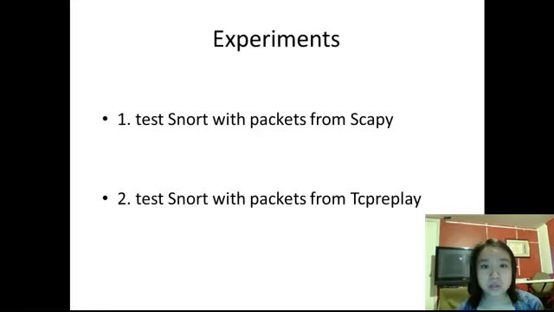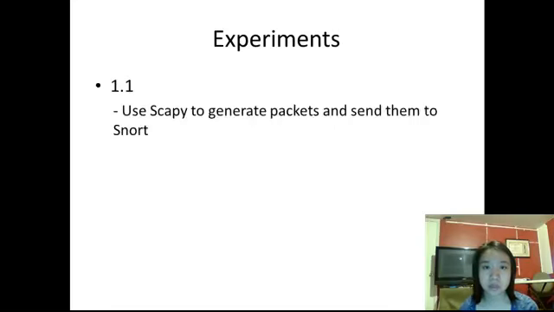Now I'm going to introduce the experiments. The experiments are divided into two groups. The first one is testing the Snort intrusion detection system with packets from Scapy, and the second one is testing the Snort intrusion detection system with packets from tcpreplay. The first experiment is to use Scapy to generate packets and send them to Snort to attack it. Those packets are all normal packets.